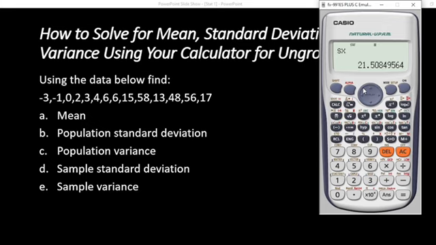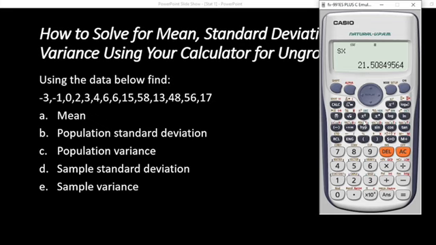So this is our sample standard deviation. Even when we solve it manually, this is the answer we will arrive at, which is 21.50849564. Leaving it in 4 decimal places or probably 2 decimal places, it is 21.51 in 2 decimal places. So this is the answer we will actually get for our sample standard deviation.